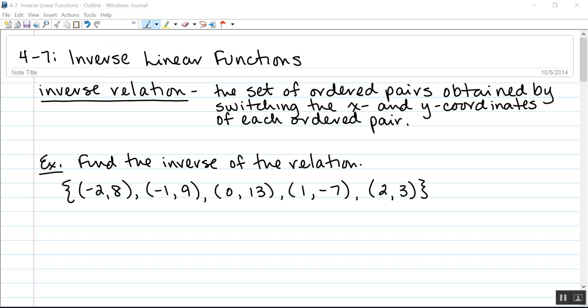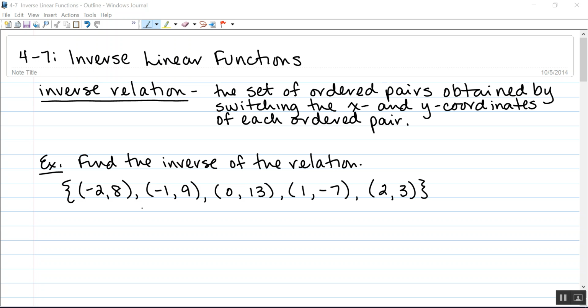Section 4.7 is on inverse linear function. An inverse relation has a set of ordered pairs that is obtained by switching the x and y coordinates of each ordered pair. So our first example says to find the inverse of this relation.